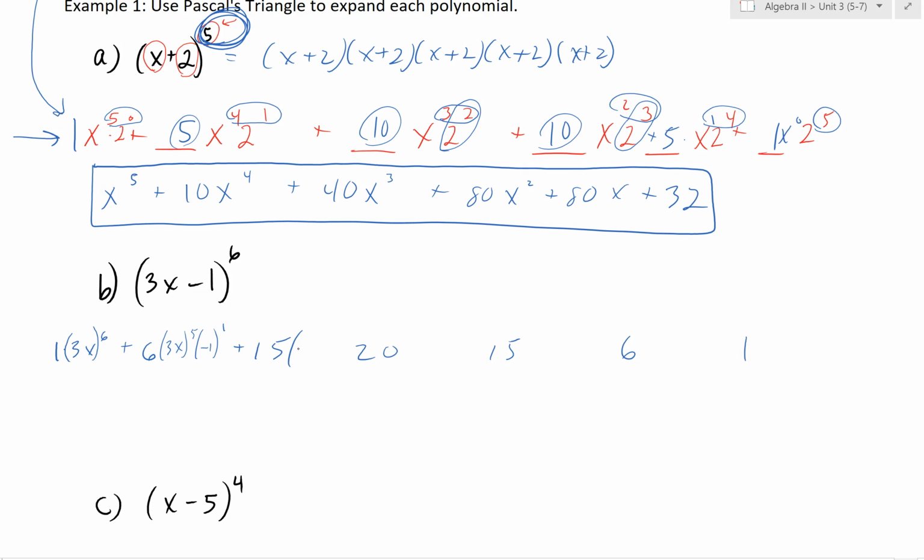Then this one's going to have 3x to the 4th, negative 1 to the 2nd, because the powers have to add up to 6 in this case. Go ahead and see if you can fill in the rest of the parentheses.